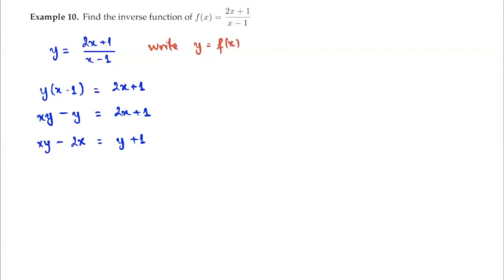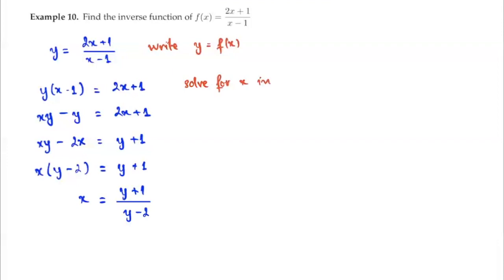Now, on the left-hand side, you have all the terms related to x, or with x attached to it. So you take x as a common factor. You have x times y minus 2 equal to y plus 1. And to get x by itself, you divide both sides by y minus 2. And you get x equal to y plus 1 divided by y minus 2. So for this step, you actually solve for x in terms of y.